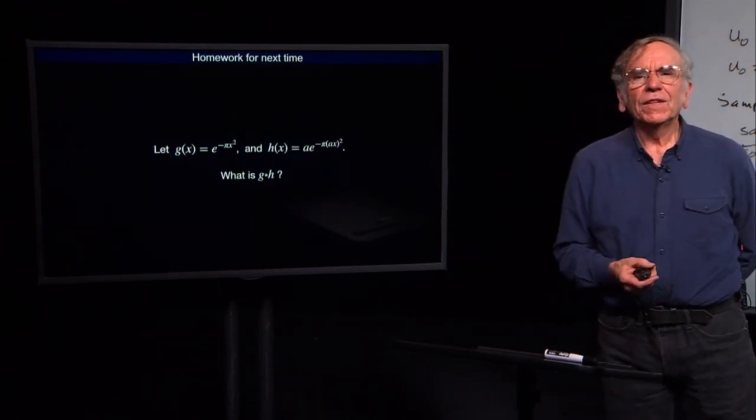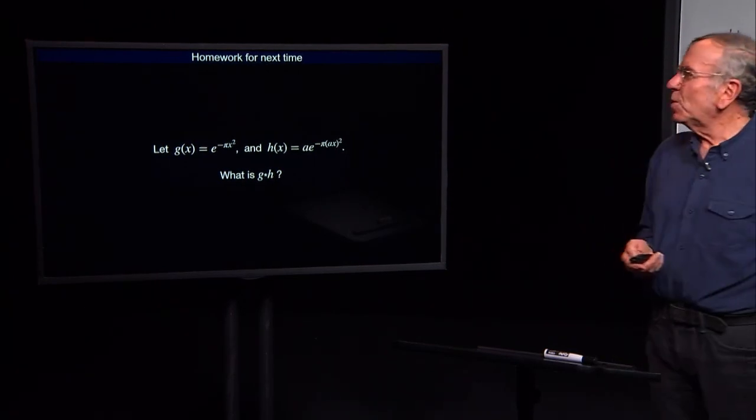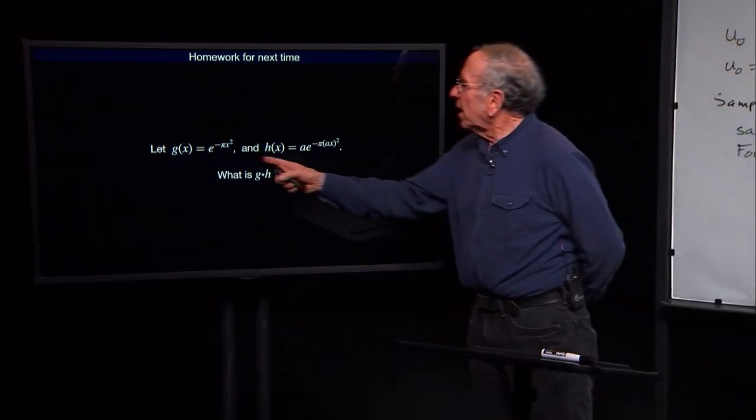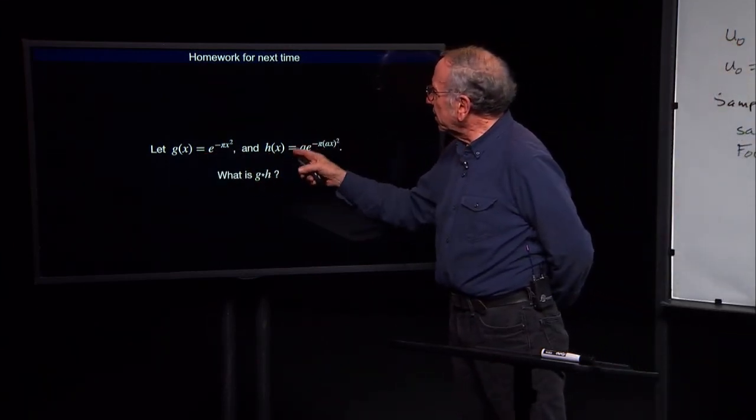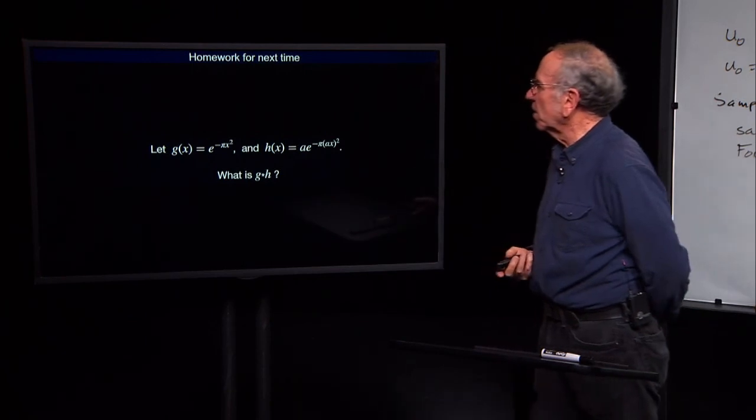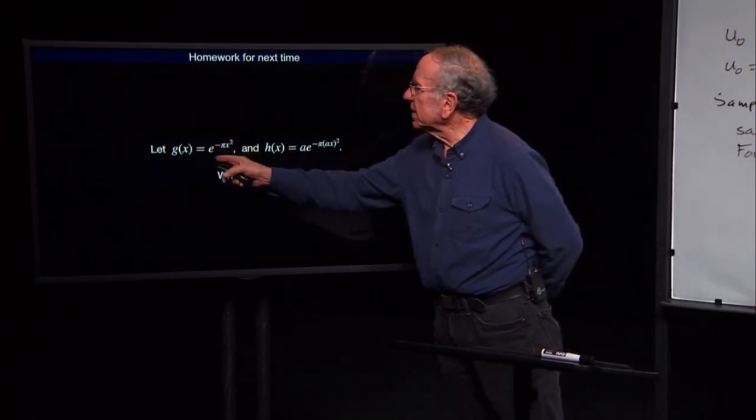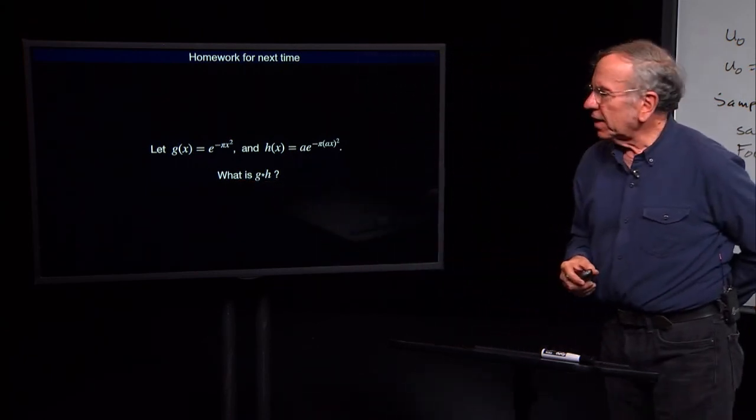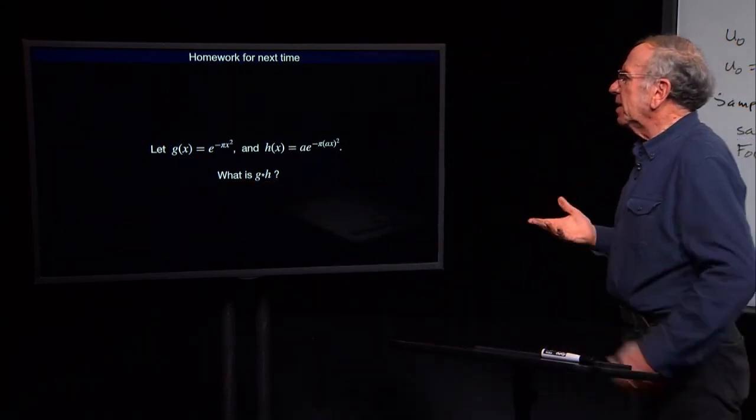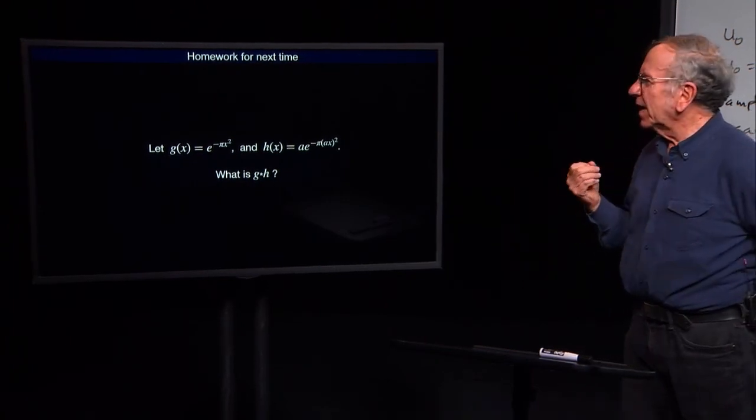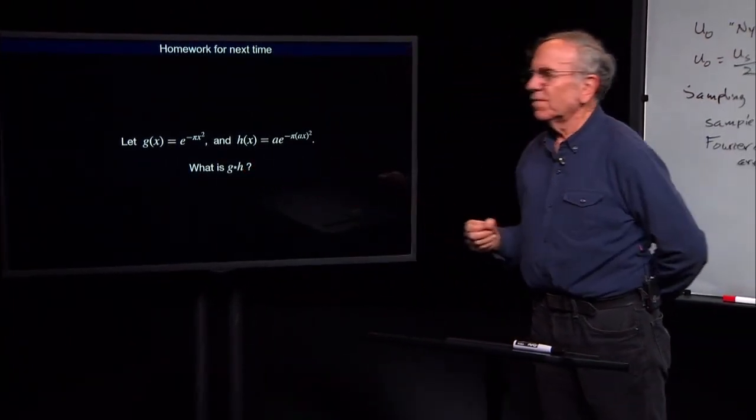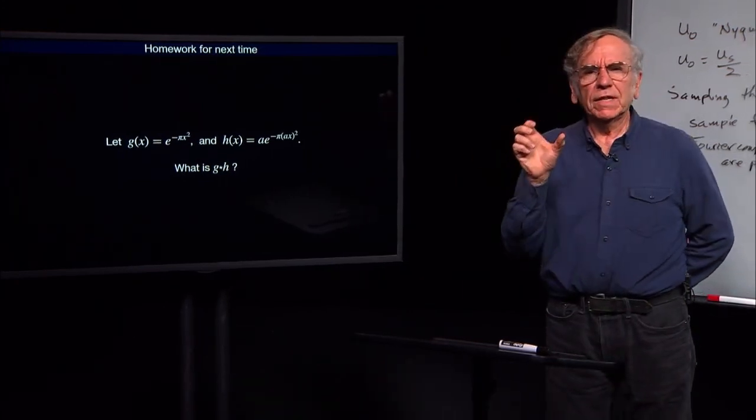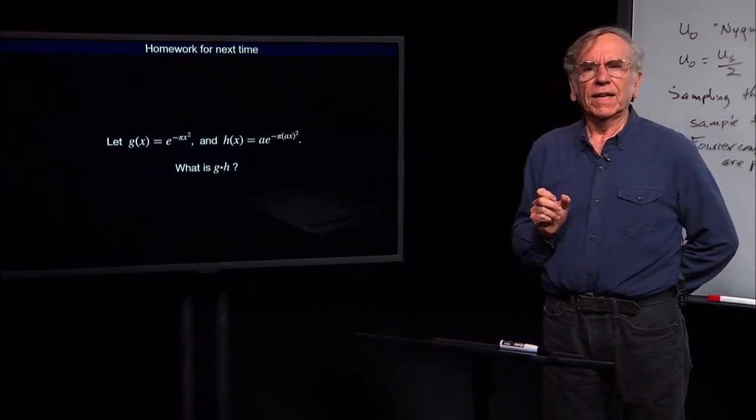Finally, I didn't want to leave you without another bit of homework, so here's homework for next time. Let's suppose that we have a filter, and the filter has this filtering kernel, and the input to the filter is a Gaussian function. And the question is, what is the output of the filter? I'll give you a hint: the output of the filter, the convolution of G and H, is going to be another Gaussian. And what's going to be really interesting is, what is going to be the width of that Gaussian?